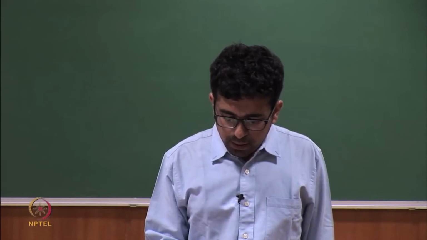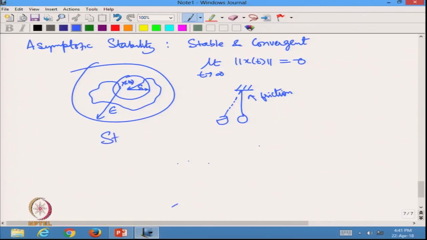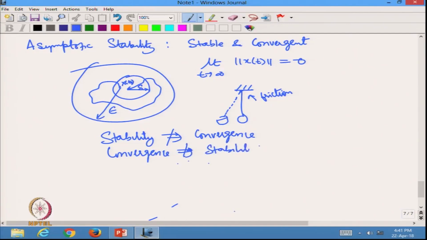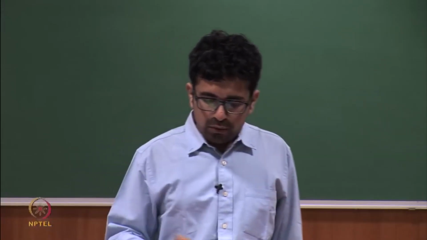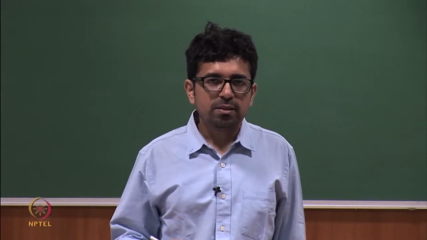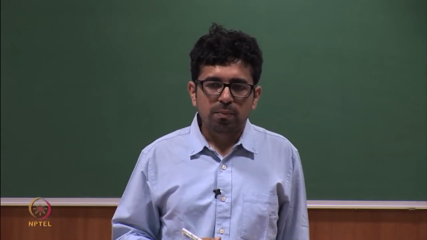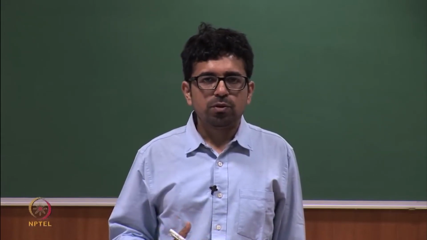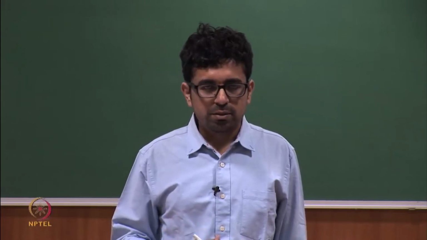Just to be clear, we can say that stability in general does not imply convergence, and convergence also does not imply stability. Okay, so we can close at this point, and we will continue these definitions in the next class, where we will consider some more definitions, and then talk about some concepts which will be useful for us to design adaptive controllers. Okay, thank you.